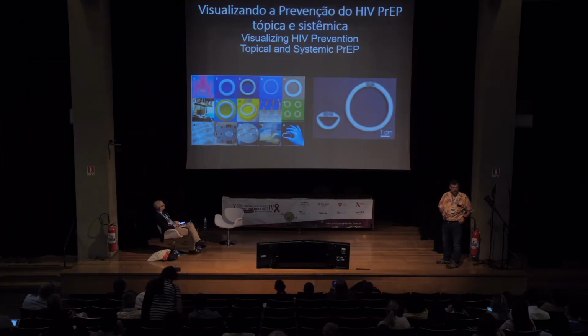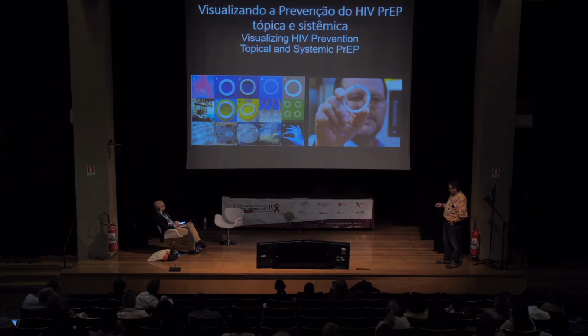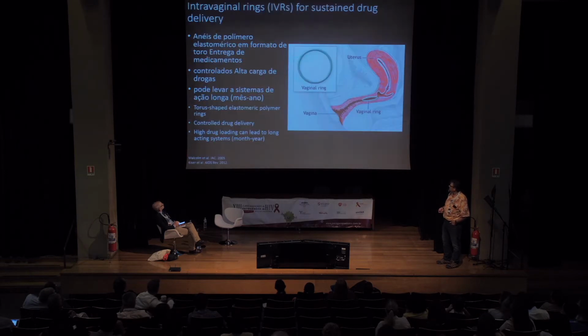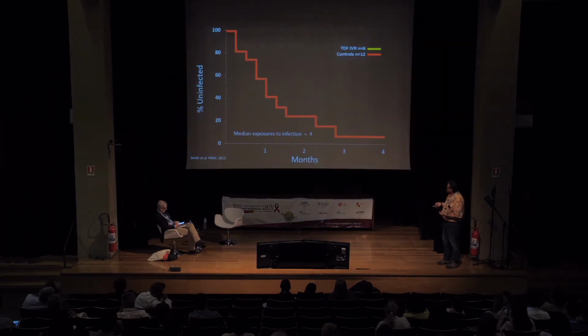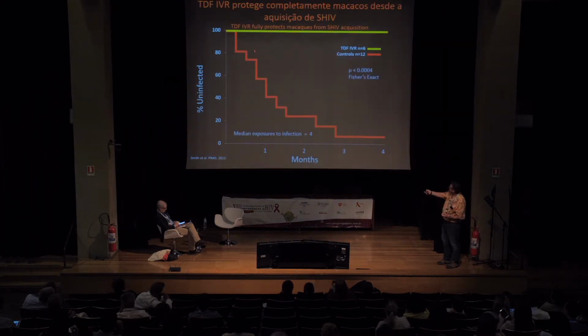So the one example I want to talk about is an intravaginal ring that was developed by my friend and colleague Patrick Kiser. It has TDF, and so the vaginal ring is a form of microbicide delivery. The idea is you deliver a high concentration of the drug locally, and then those cells should be protected. In a macaque model, these things work perfectly. In reality, they work very poorly.